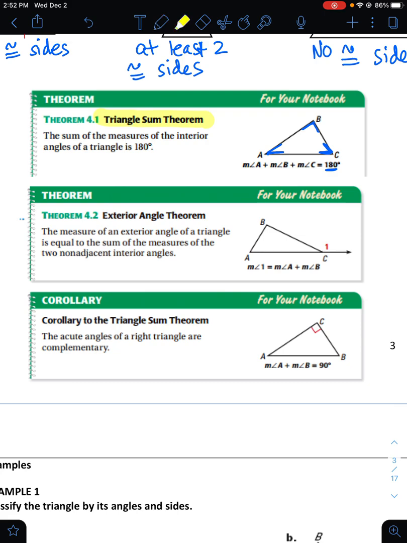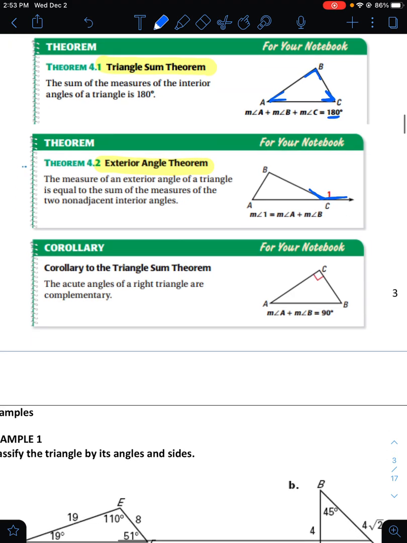Okay, the next one, though, is probably going to be new to you. It's called the exterior angle theorem. So let me read the wording of the theorem, and throw some numbers on this picture and go through it. The measure of an exterior angle of a triangle is equal to the sum of the measures of the two non-adjacent interior angles. Now, first of all, I want to point out that an exterior angle is here, angle 1.